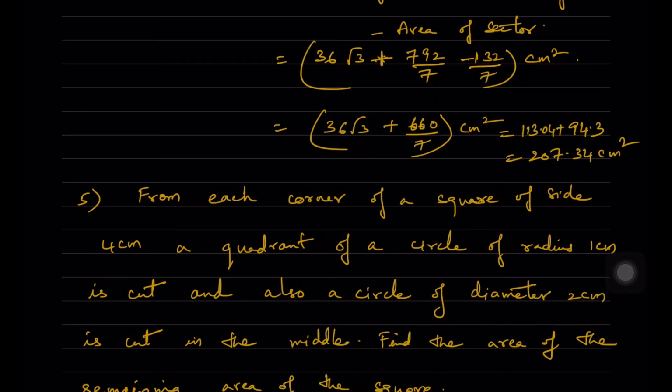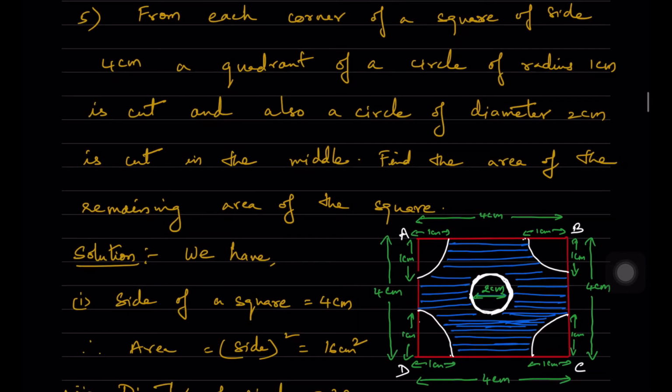From each corner of a square of side 4 centimeters, a quadrant of a circle of radius 1 centimeter is cut, and also a circle of diameter 2 centimeters is cut in the middle. Find the area of the remaining region. Now here in the middle you have a circle of diameter 2 centimeters, therefore radius will be equal to 1 centimeter.